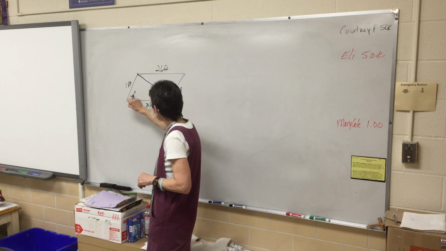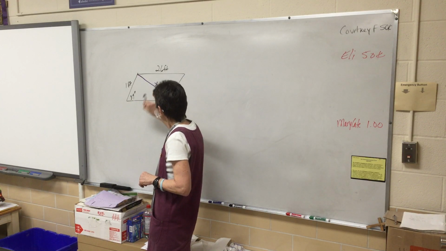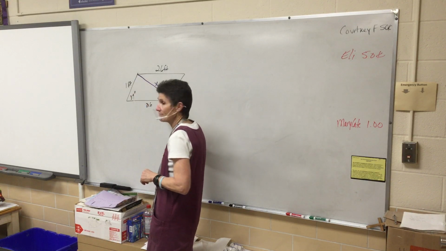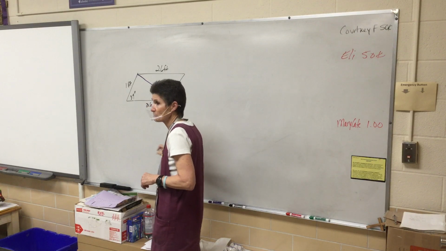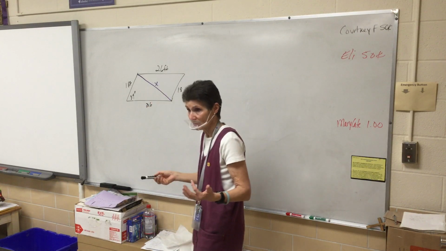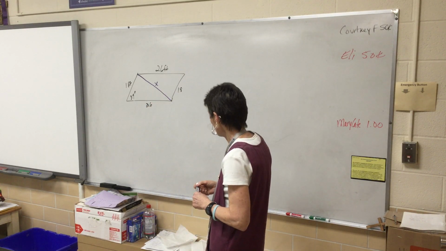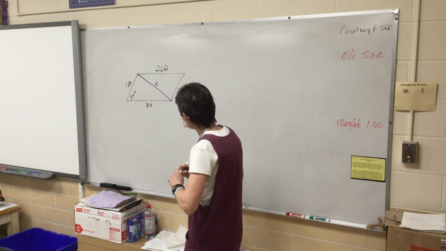So I have this angle, but I don't have this side. I have this side, but I don't have this angle. There's no pair. So I can't set up my law of sines proportion. I can set it up, I just can't solve it. So now I guess I'm going to do the law of cosines.